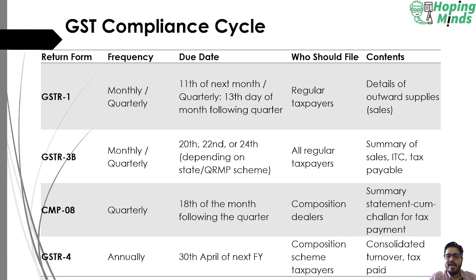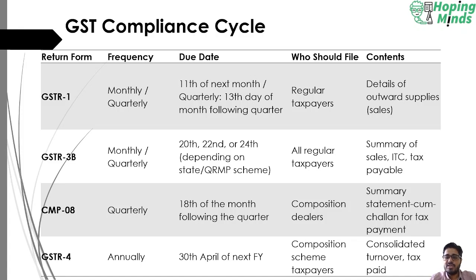Similarly, if I am a trader, then I have to declare my quarterly sales in CMP 08 and I have to pay 1% of the total turnover during the quarter as the GST for that quarter. I am not allowed to avail any credits against my purchases.